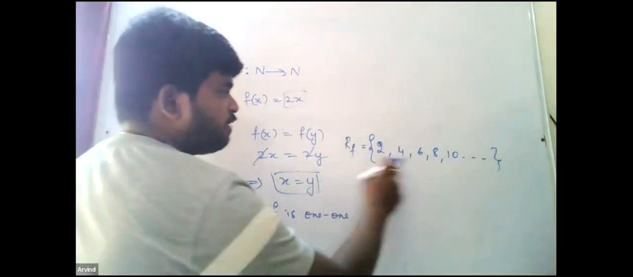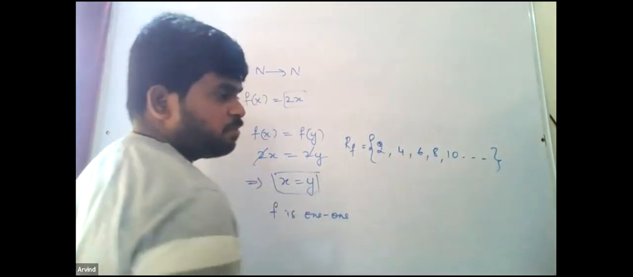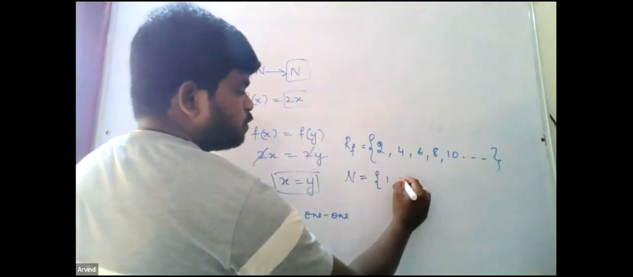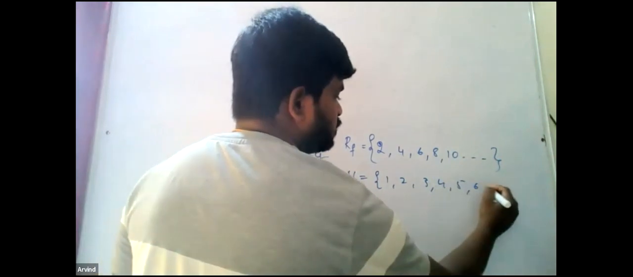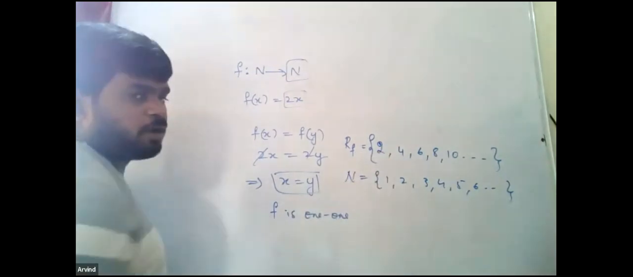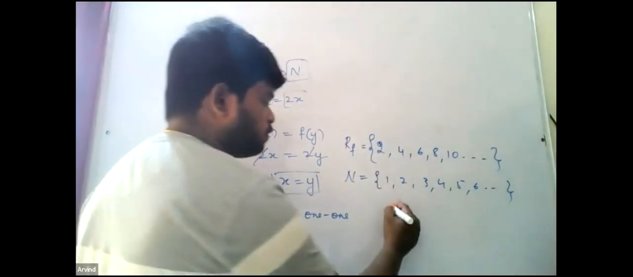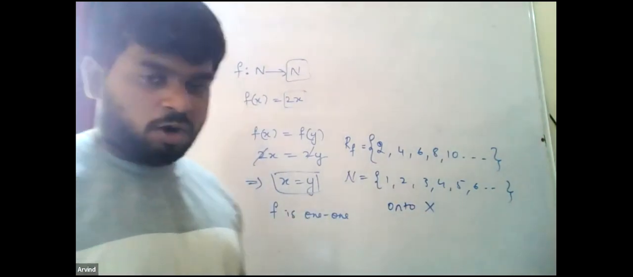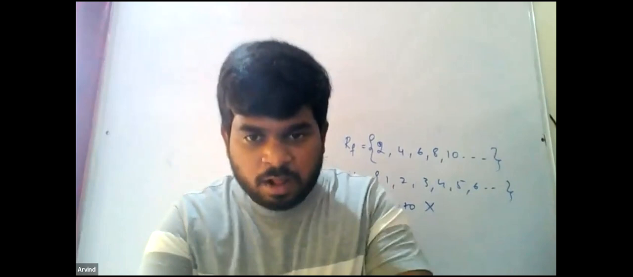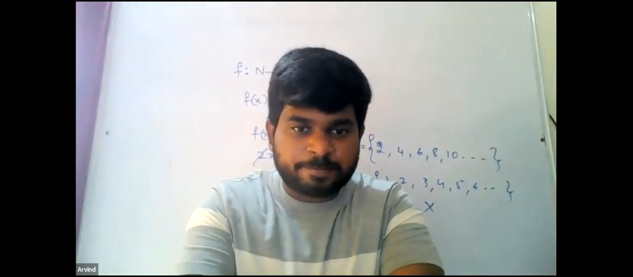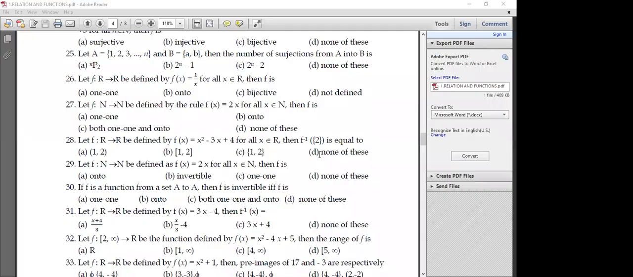So the range of the function is only even numbers. But what is my codomain? My codomain is natural numbers, which has 1, 2, 3, 4, 5, 6, and so on. As you can clearly see, the range and the codomain are not the same. Therefore, it is not onto. It is only one-one, but not onto. Let me ask Ananya, if a function is both one-one and onto, what do we call it? Bijective function. Very good. It is called a bijective function.